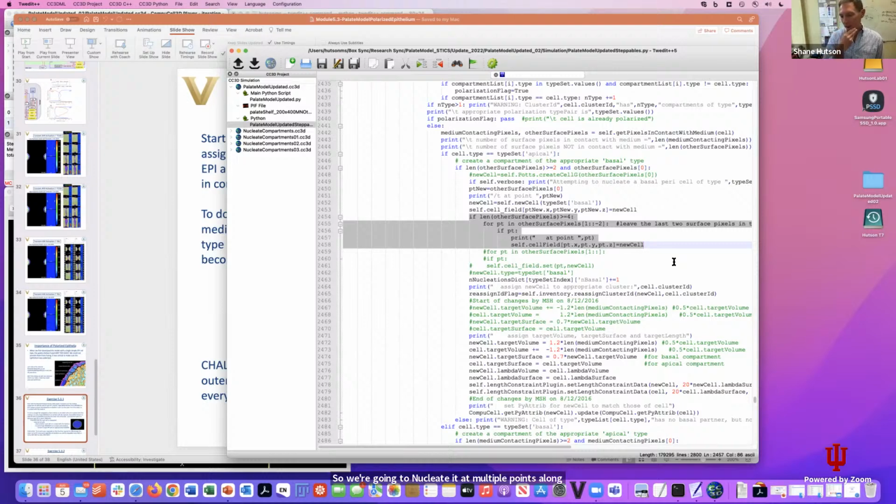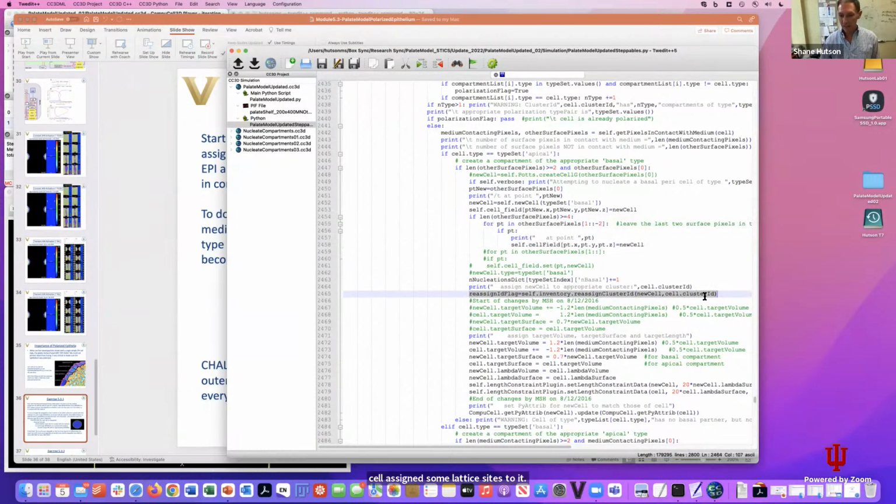I found in modifying this for the update that if I tried with just a single pixel or single lattice site belonging to the new cell, they almost always just disappeared before the next Monte Carlo step. It was impossible to keep them. So you had to nucleate it with multiple lattice sites to begin with. So we've created the new cell, assigned some lattice sites to it, and assigned its cluster ID to make sure it matches the apical cell that it came from, because when we created the new cell, it got its own new cluster ID, right? A completely new one. It doesn't know it belongs to this cluster until we do this line here, reassign ID flag.